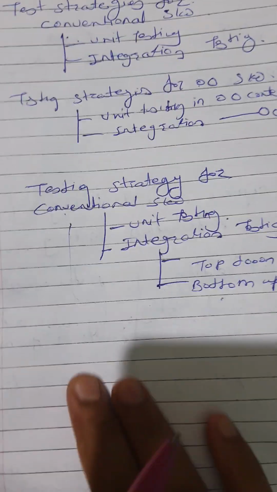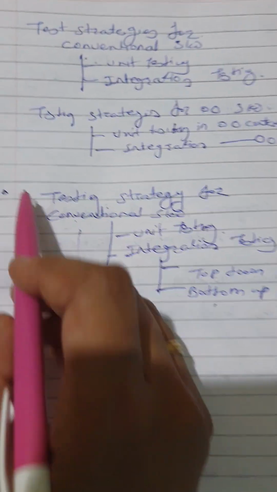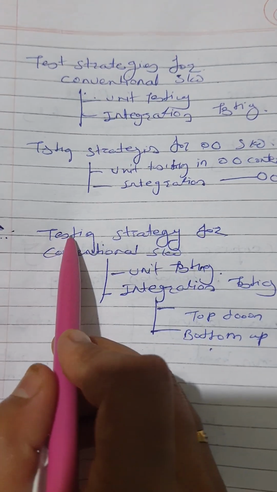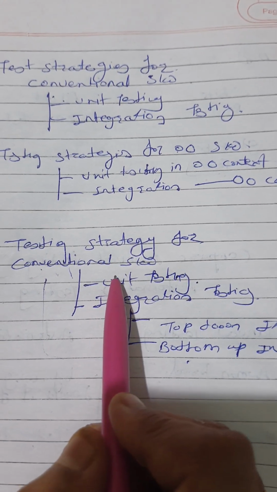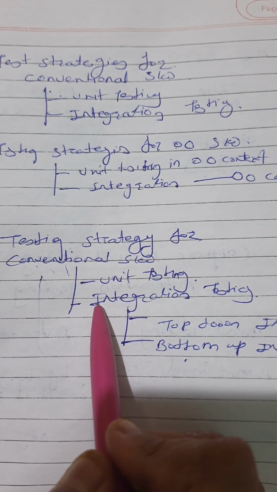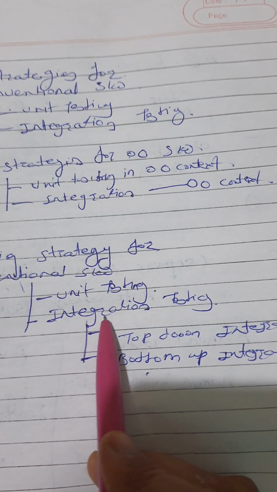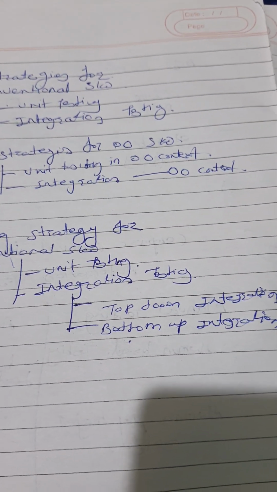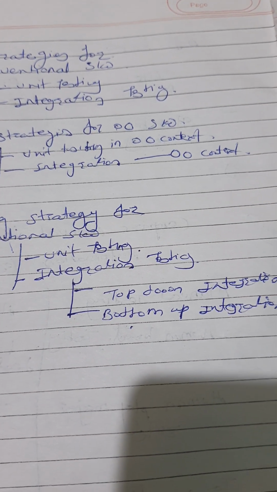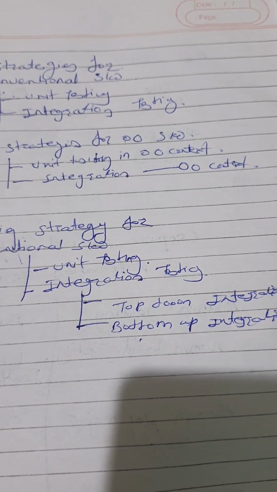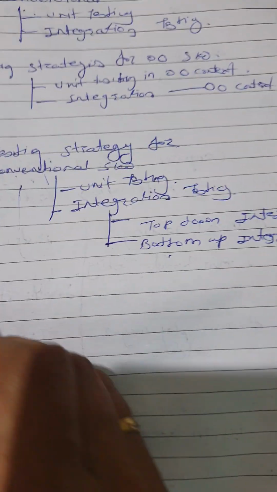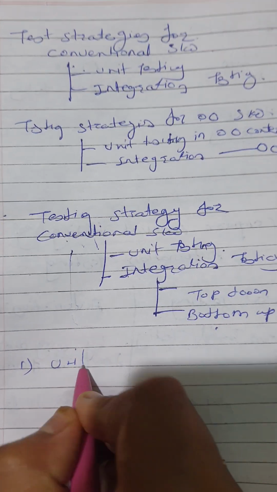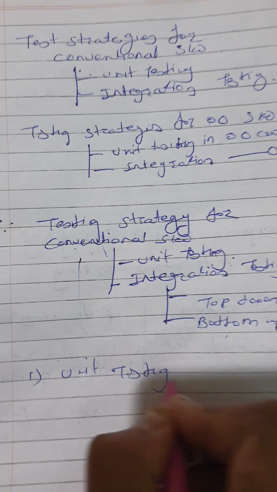So if a question asks to explain testing strategy for conventional software, then you can write first unit testing, second integration testing, and integration testing is again categorized into top down integration and bottom up integration. So now, what is unit testing? We already know what unit testing is.